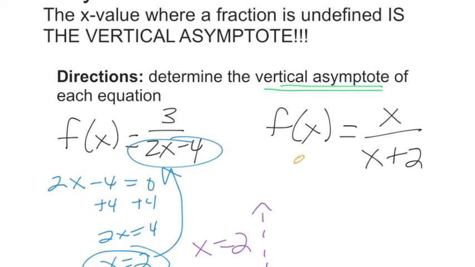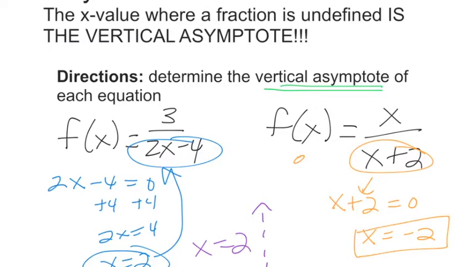Now this next example over here, where would the vertical asymptote be? Well, we take that denominator and ask ourselves when would that be equal to 0? Because at that x value is when our fraction is undefined. So on a graph, that would be our vertical asymptote.